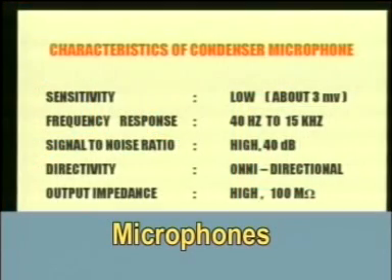Let us see the characteristics of a condenser microphone. This is one of the good microphones which is used in the market. Sensitivity low, about 3 millivolts. Frequency response 40 Hz to 15 kilohertz. Signal to noise ratio high, 40 dB, that is decibels. Directivity only directional. It means it can pick up the signal from all directions. Output impedance high, 100 megaohms.